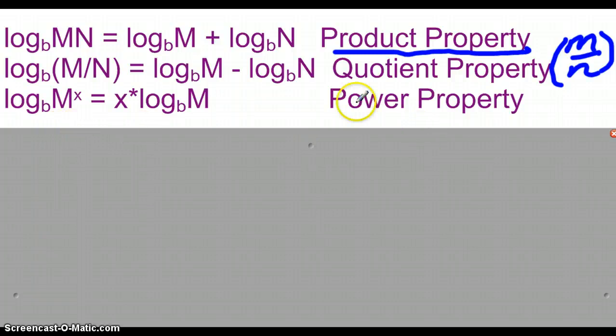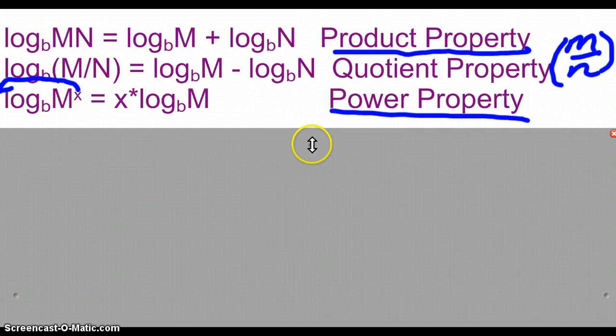Okay, now if you're dealing with power property, I can take this exponent off and put it in the front. You'll notice the x went off, so now it's x times the log of base b to the m.